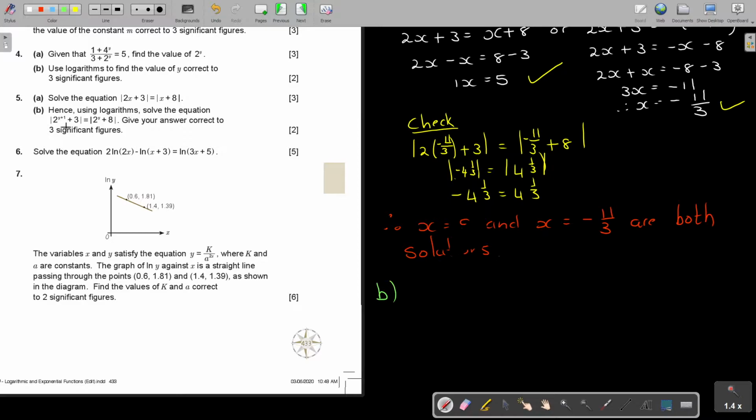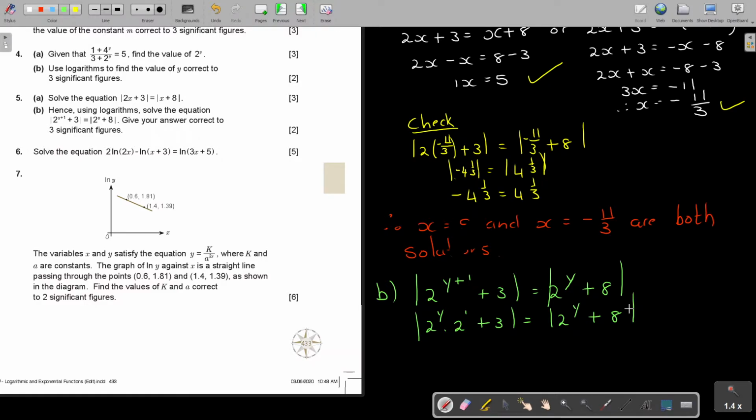So hence, using log, solve the equation, give your answer correct to 3 significant figures. Okay, but let's first start, and I will now use this one. So I'm going to have 2^(y+1) plus 3 equals 2^(2y) plus 8. Okay, now if I'm going to simplify this, I'm going to do it like this. I break it up, give everyone his own exponent. And then I'm going to have 2^(2y) plus 8.